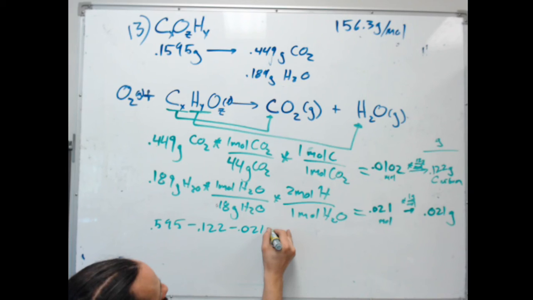Now comes the last part. So we've got the moles of oxygen, the moles of carbon, the moles of hydrogen. So I can look at this and I can say my carbon has 0.0102. My hydrogen has 0.021. My oxygen has 0.00103. Assuming we did everything correctly at this point, we're almost done.